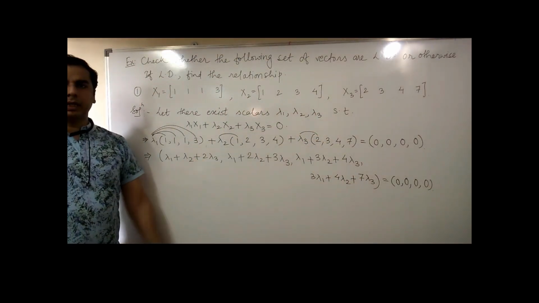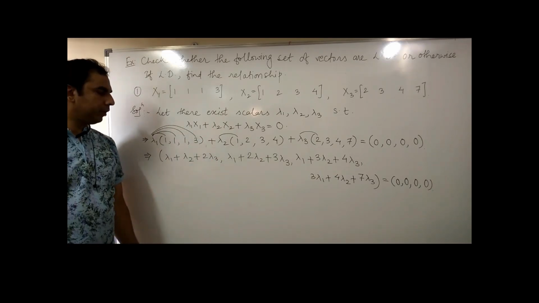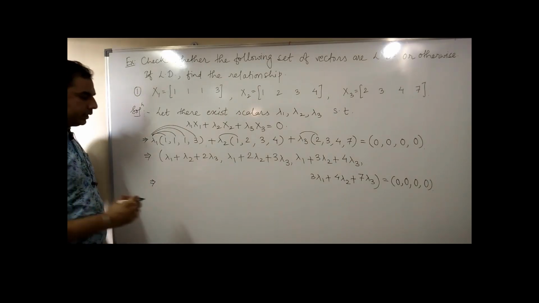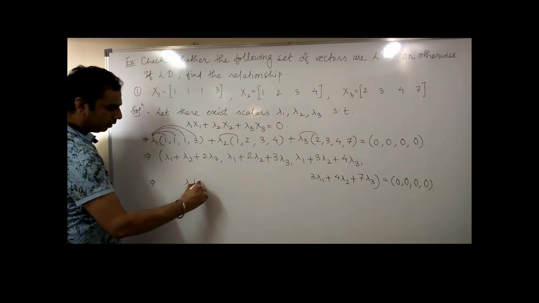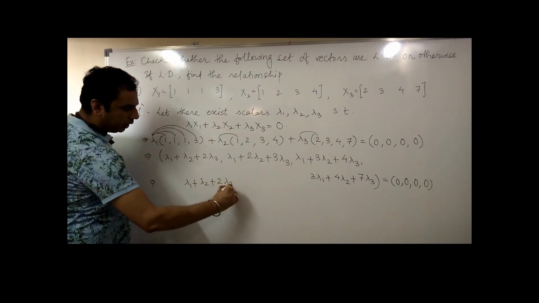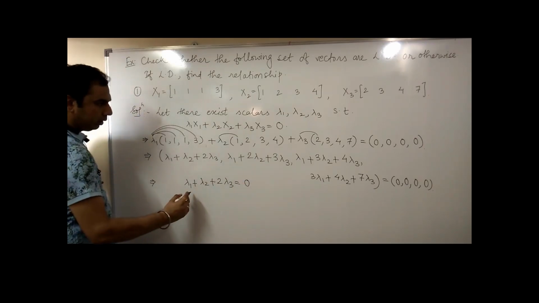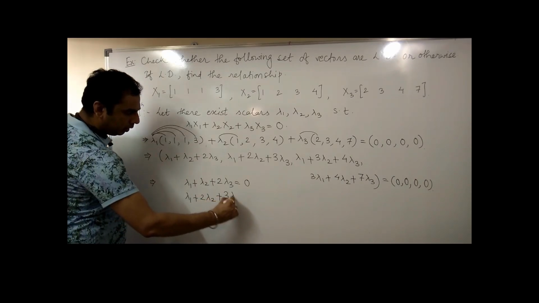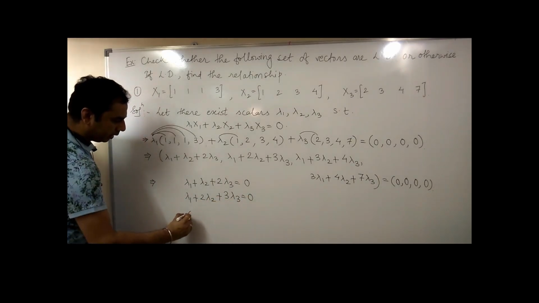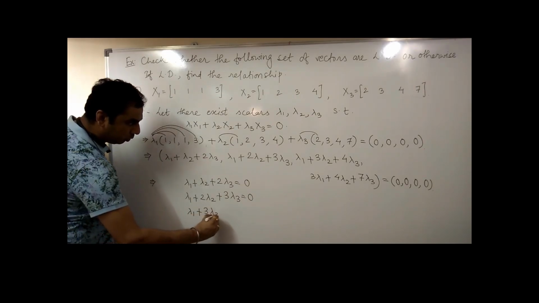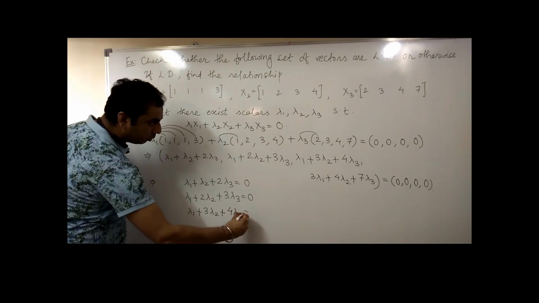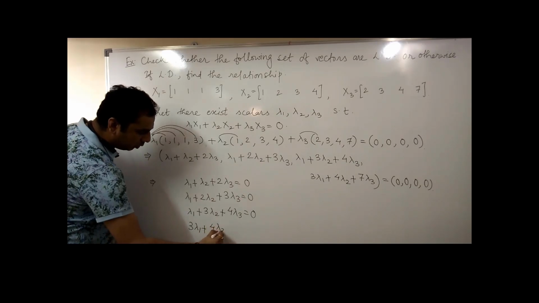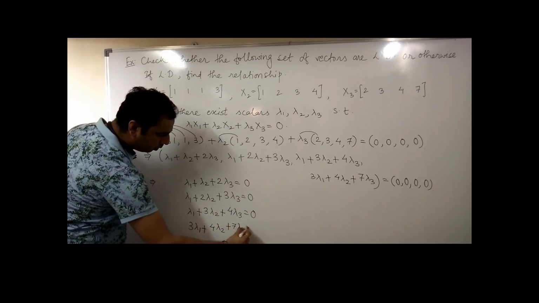Now if the two matrices are equal, then each and every corresponding element should be the same. So this will give us 4 homogeneous equations like this: lambda 1 plus lambda 2 plus 2 lambda 3 is equal to 0. Then lambda 1 plus 2 lambda 2 plus 3 lambda 3 is equal to 0. Then lambda 1 plus 3 lambda 2 plus 4 lambda 3 is equal to 0, and at last 3 lambda 1 plus 4 lambda 2 plus 7 lambda 3 is equal to 0.